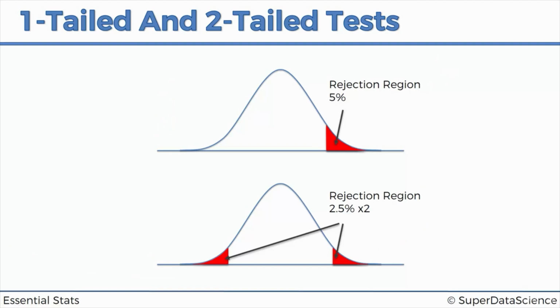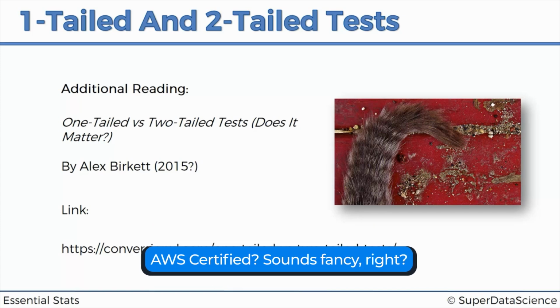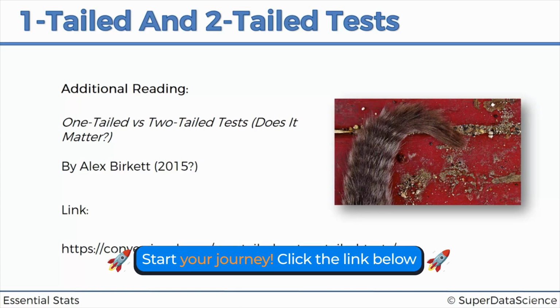But for now, if you'd like to read more on this topic, I would like to direct you to this blog. It's called One-Tailed versus Two-Tailed Tests: Does It Matter? It's by Alex Birkett. Here's a link. You will notice that it is for advertising, for digital ads and stuff like that. But at the same time, all those same concepts can apply to any type of problem.